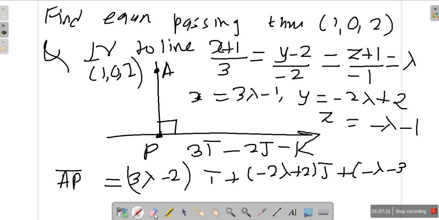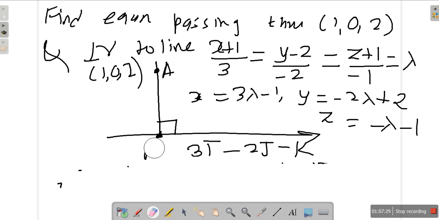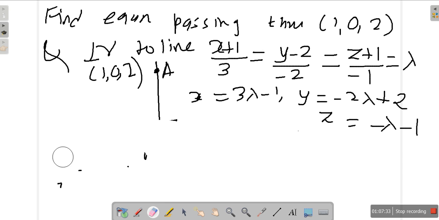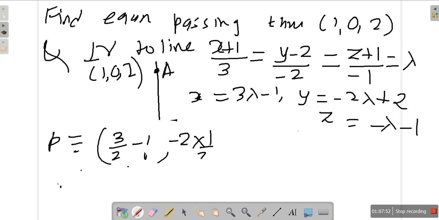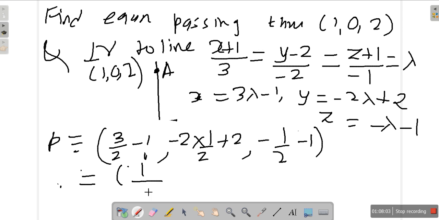So just put lambda equal to half in this. So the point P will be, put lambda equal to half here. Second is minus 2 lambda plus 2. And third is minus lambda minus 1. And that gives you point P as 1 by 2, 1 and minus 3 by 2. So the point P is 1 by 2, 1, minus 3 by 2.